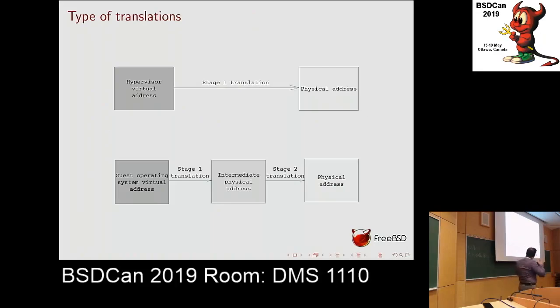Okay, here is a graphic with the translations. So we have the hypervisor mode, and we have a stage 1 translation to its physical address that is done with LPAE. And here we have the guest operating system, which has its own memory management, with a stage 1 translation to an IPA, intermediate physical address. And from here to here, the stage 2 translation is managed by the hypervisor. So the hypervisor will control to what physical addresses the virtual machine has access to.